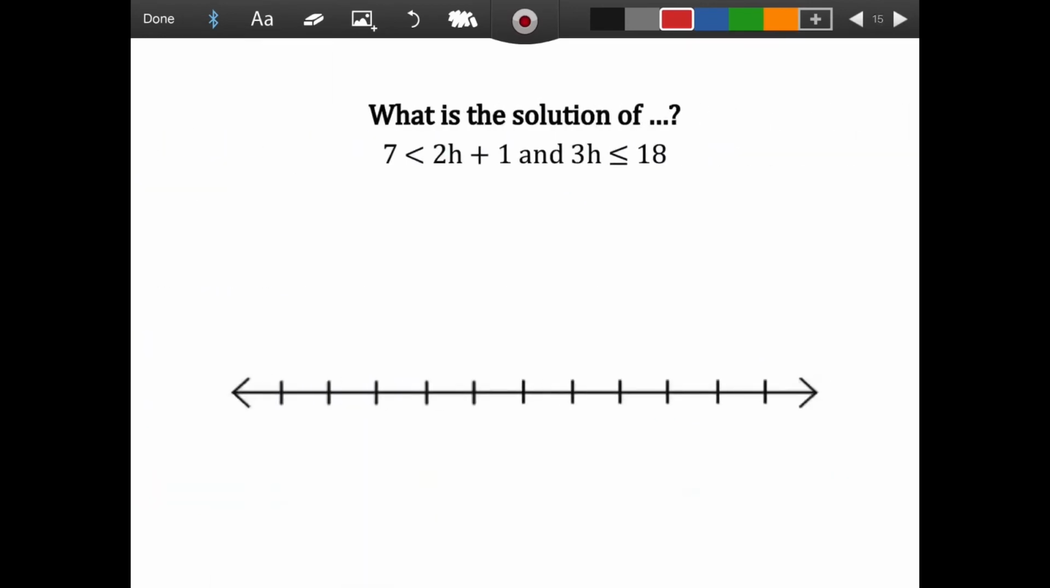What is the solution of 7 is less than 2h plus 1 and 3h is less than or equal to 18? So we have an and, so our shading should be going towards each other. So now we have two inequalities. We can solve both of those separately.